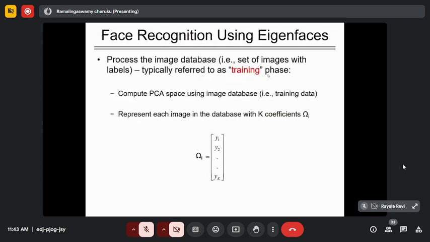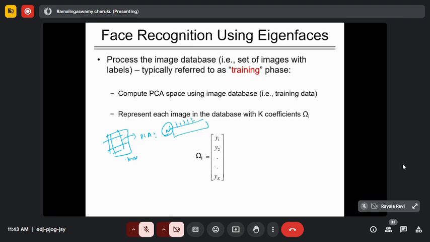In the training phase, they compute the PCA space using the image database, that is the training data. They represent each image in the database with coefficients. Every image is n cross n. On this image they applied PCA. So how many features will you get? n square features. So we have n square features over here.